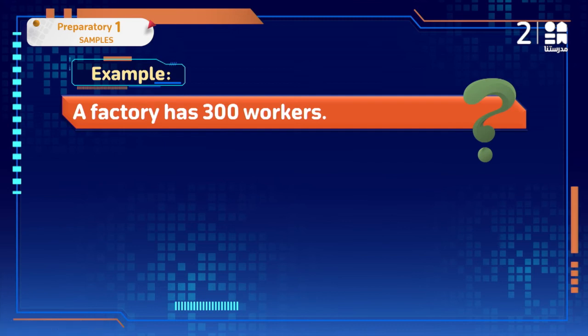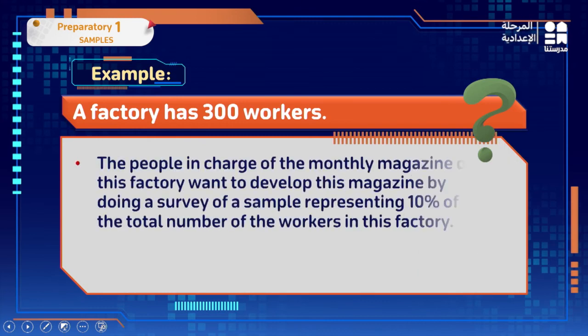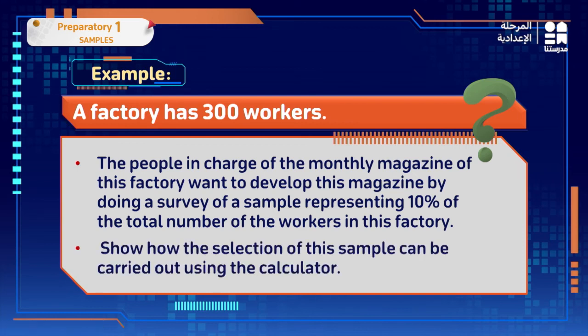For example, here we have a factory with 300 workers. The people in charge of the monthly magazine of this factory want to develop this magazine by doing a survey of a sample representing 10% of the total number of the workers in this factory. Show how the selection of these samples can be carried out using the calculator.